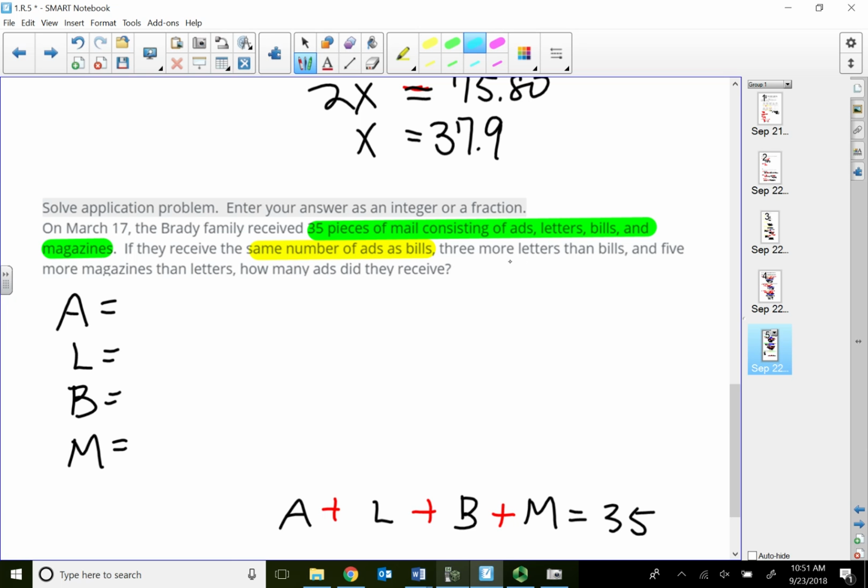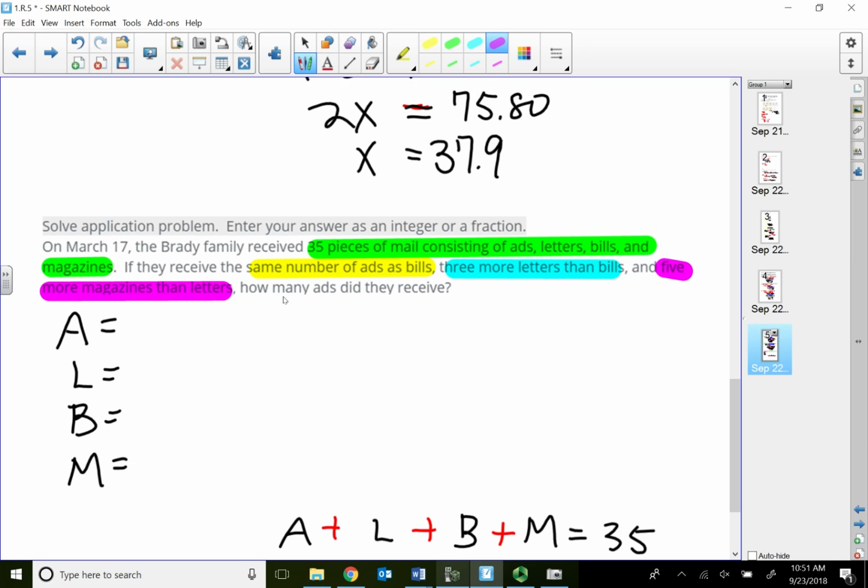Three more, see that word "more than": three more letters than bills, comma, five more magazines than letters. There you go, right there. So that's your three you need to translate. How many ads did they receive? So the question is looking for the ads. All right, so let's translate.